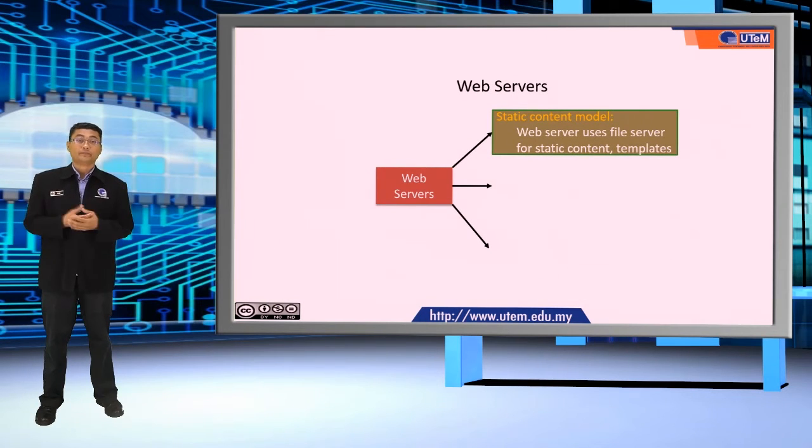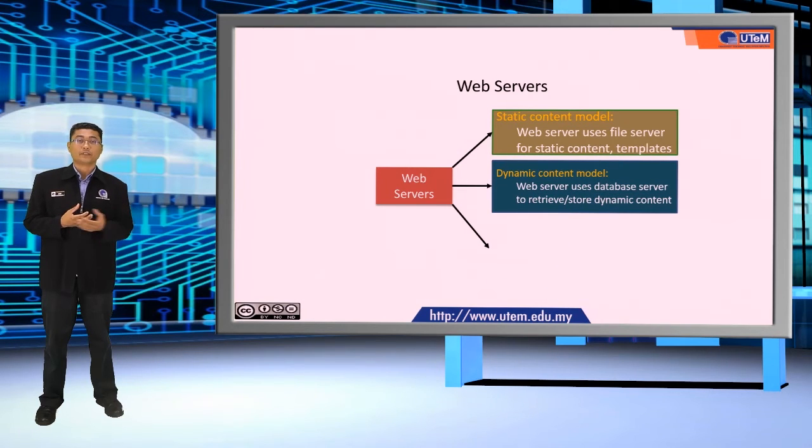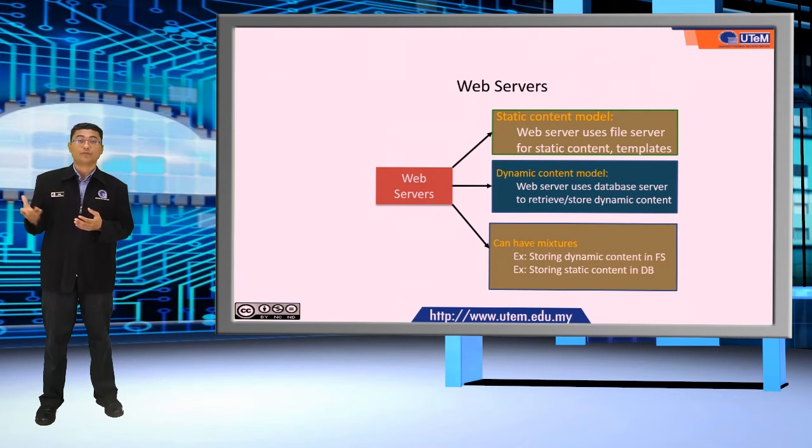A web server can use a static content model, where the web server uses a file server for static content templates. A dynamic content model is where a web server uses a database server to retrieve or store dynamic content. Or we can have a mixture of both, storing the dynamic content in a file server and the static content in a database server.